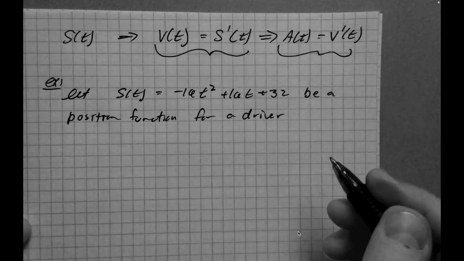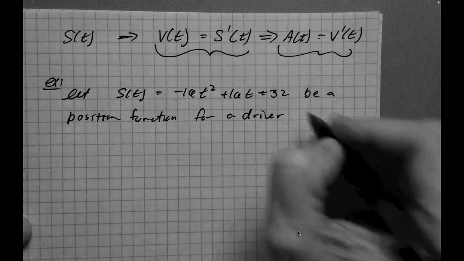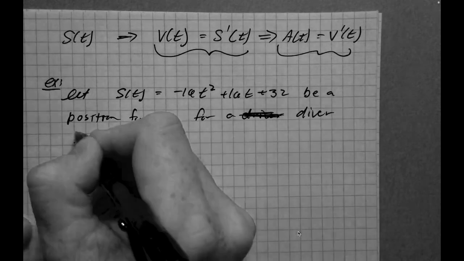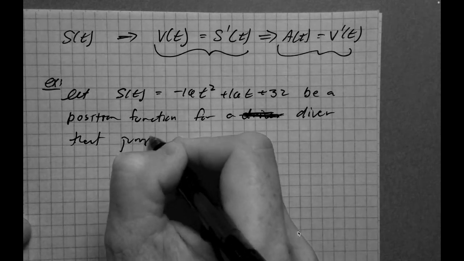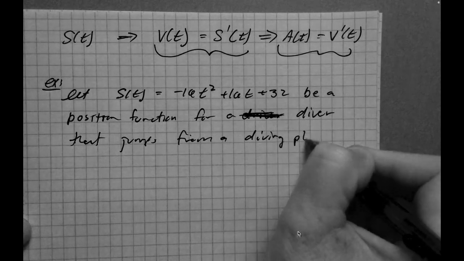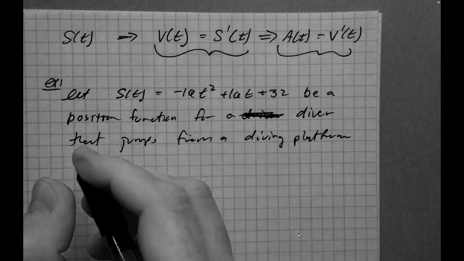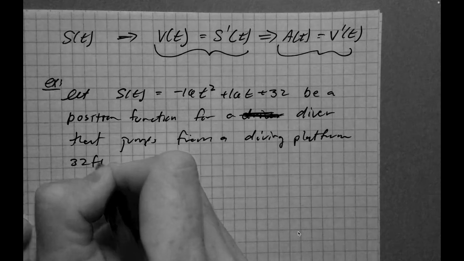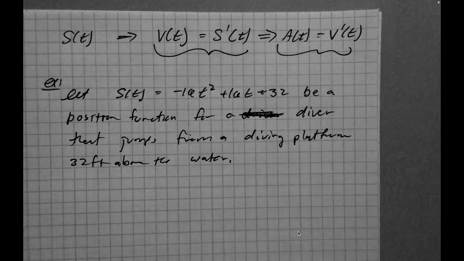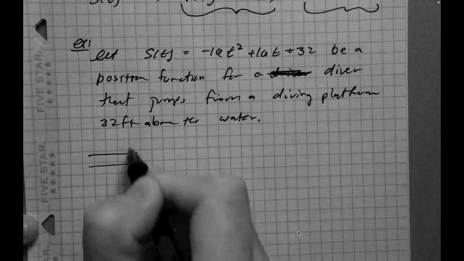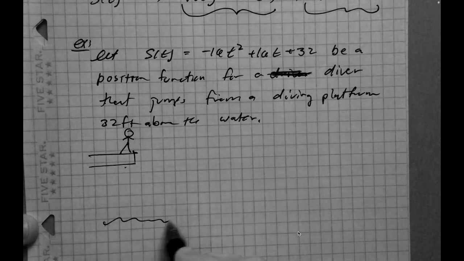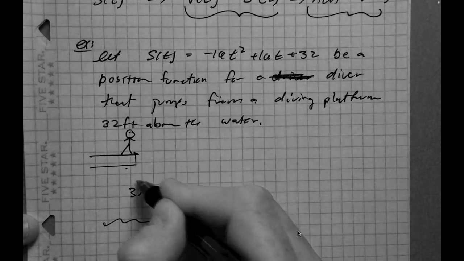For a driver that jumps from a diving platform. Oh, sorry, not driver, diver. That jumps from a diving platform 32 feet above the water. All right, so you're up on top of this diving platform. Okay, and you got the water line down here, and this is 32 feet.